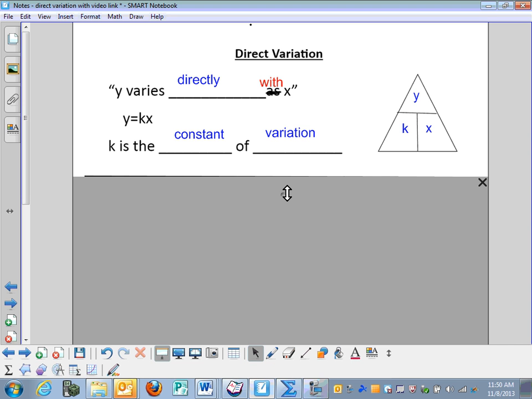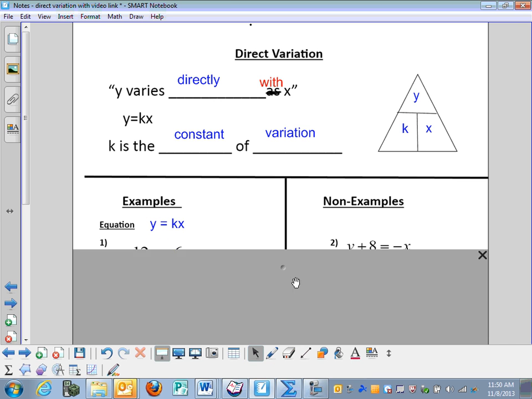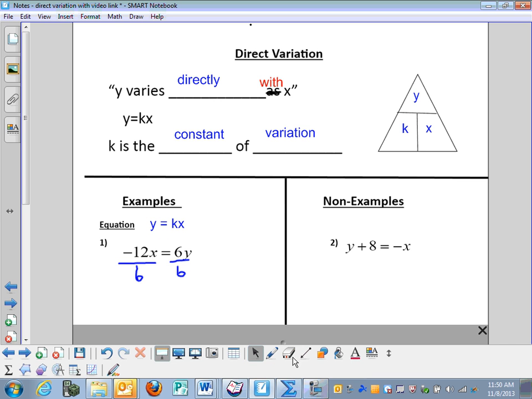When working with direct variations, you'll be given an equation, a graph, or a table, and you need to determine whether that represents a direct variation. You also need to be able to solve a word problem involving a direct variation. So in our first examples here, we have two equations, and we need to determine whether they represent a direct variation or not.